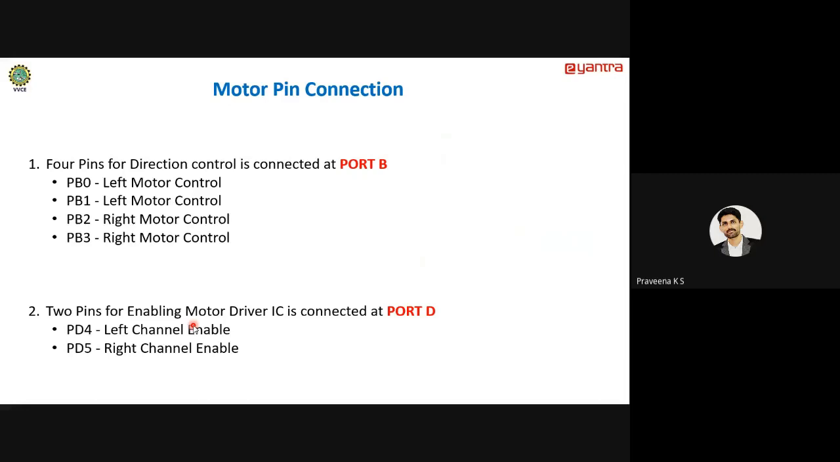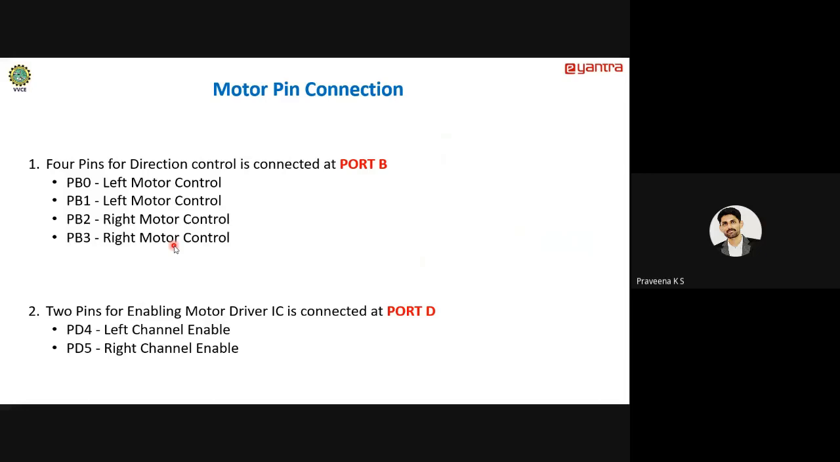Okay. So with respect to its port pin connection in the Atmega 16, these are the pins in Spark 5. The lower nibble pins of port B are used for direction control. Fine. PB0 and PB1 are for left motor control, and PB2 and PB3 are for right motor control. That means one combination will move it forward and the other backward. Likewise, this is for forward and this is for right backward. Fine. These are the 4 pins that will be used for direction control.